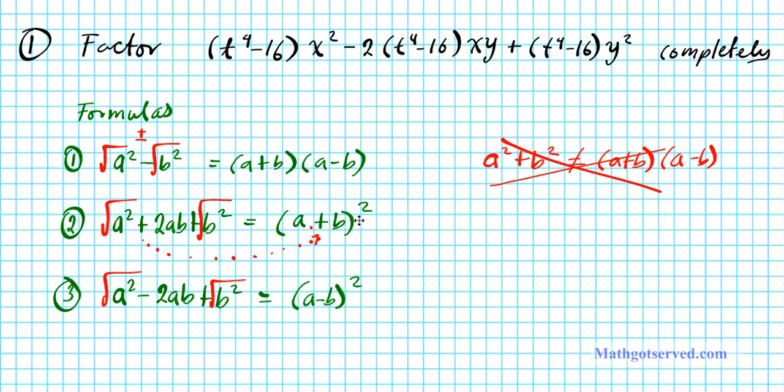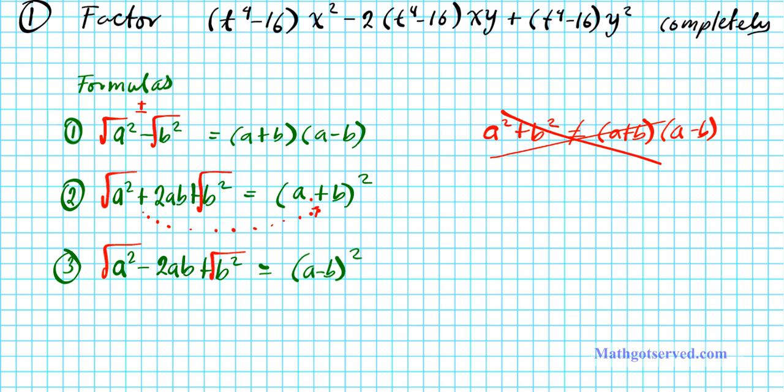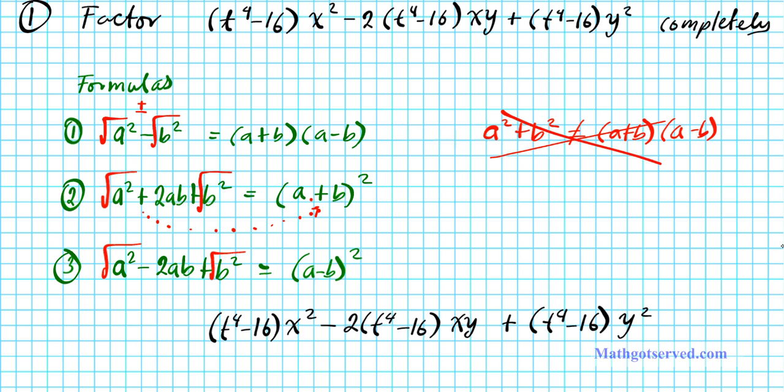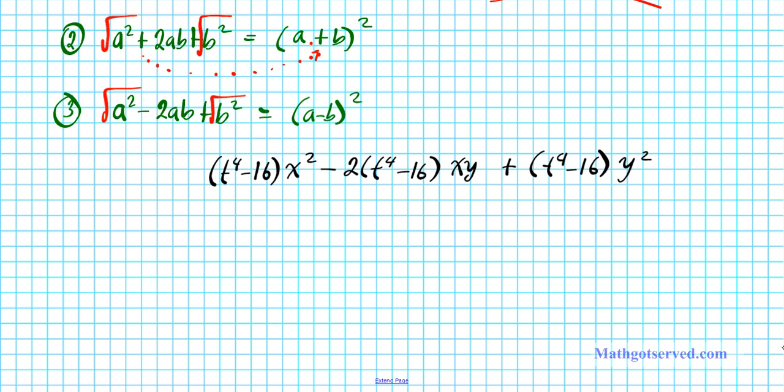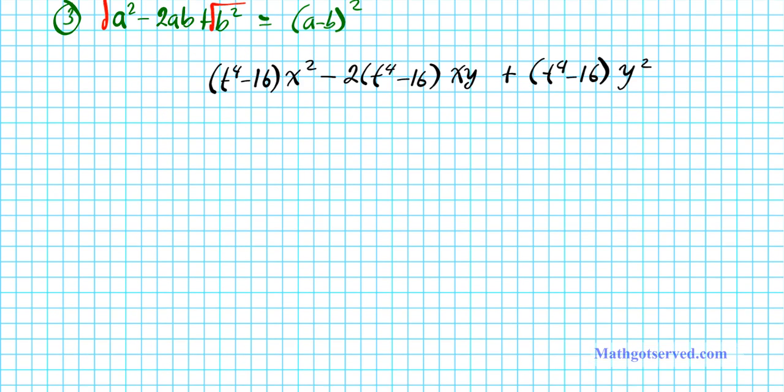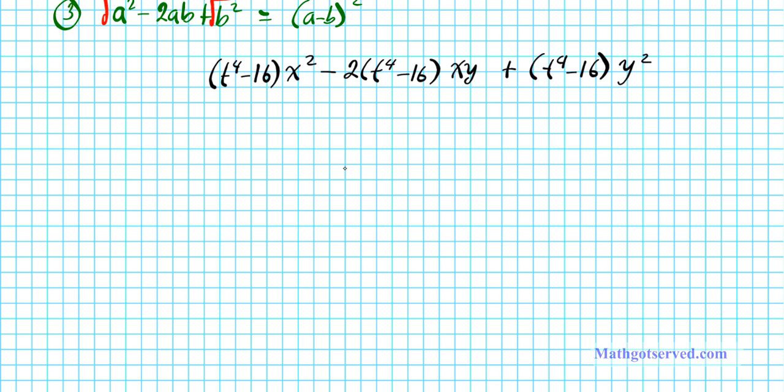All right? Okay, so let's take a look at this expression right here. What do you notice is common to all three terms? Let's go ahead and write it down here so we can work on it. I have (t^4 - 16)x^2 - 2(t^4 - 16)xy + (t^4 - 16)y^2. Now what you notice is that t to the fourth minus 16 is common to all three terms. That's the greatest common factor.